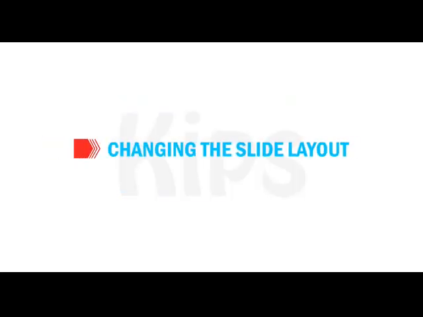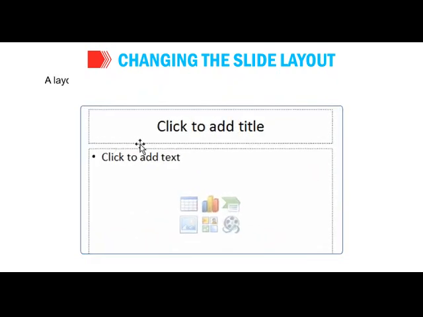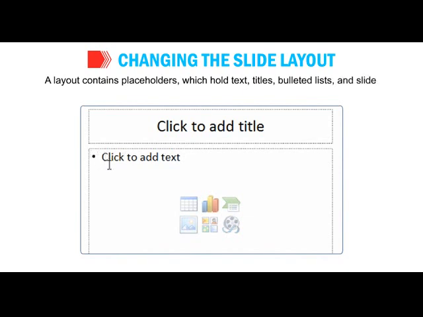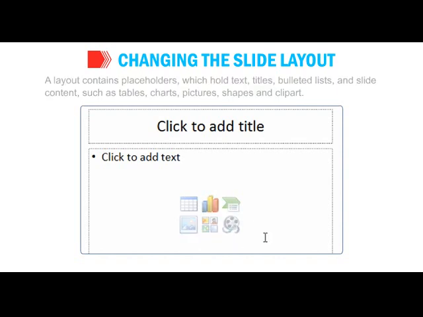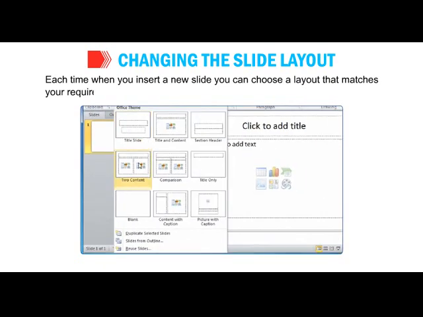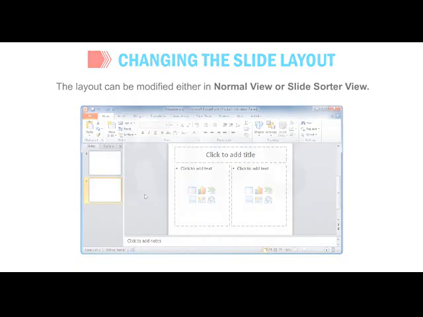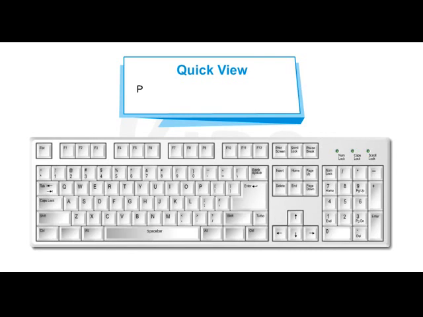Now let's first talk about changing the slide layout. Slide layout refers to the way things are arranged on a slide. A layout contains placeholders which hold text, styles, bulleted list and slide content such as tables, charts, pictures, shapes and clip art. Each time when you insert a new slide, you can choose a layout that matches your requirement. The layout can be modified either in normal view or slide sorter view. Students note that you can insert a new slide by pressing Ctrl+M keys.